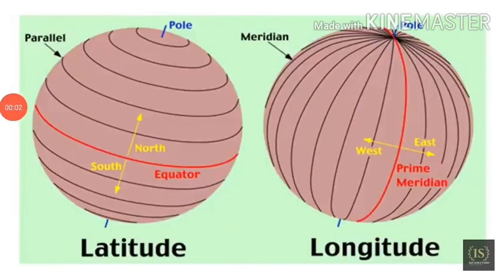Now we will revise the definition of latitudes and longitudes. The meaning of latitudes: these are imaginary circles running parallel to the equator. Now longitude. A longitude is the angular distance of a place east or west of the prime meridian.